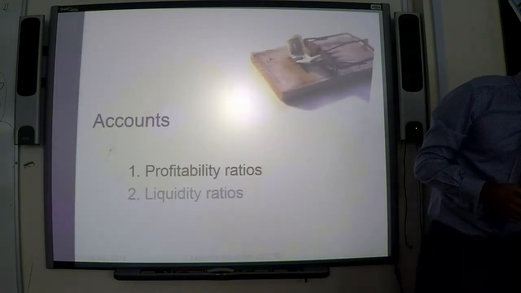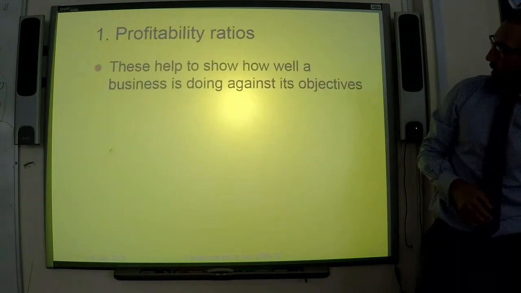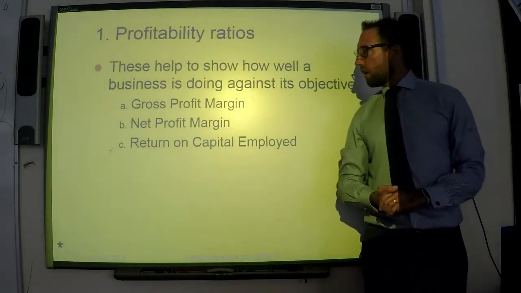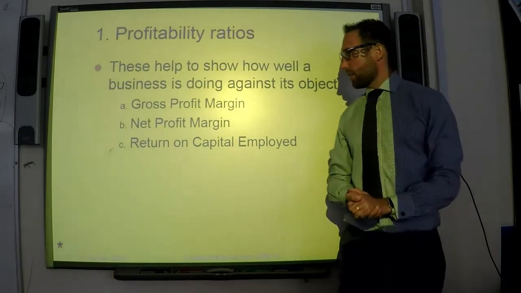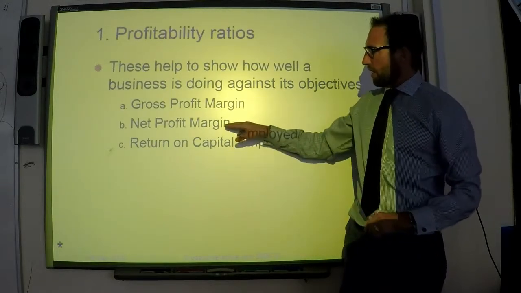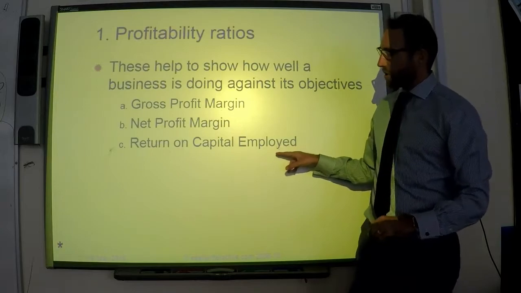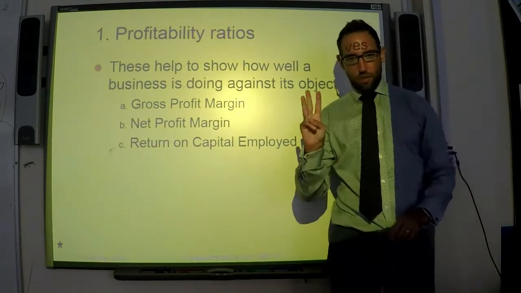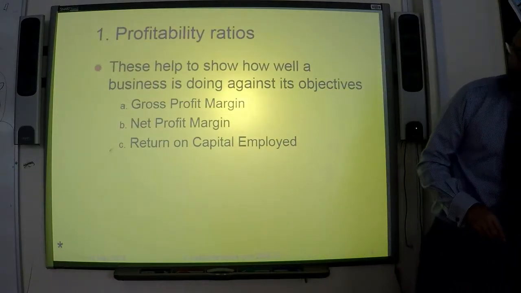we will be looking at the profitability ratios, and there are three of these margins that we are going to look at. We're going to look at the gross profit margin, net profit margin, and ROCE, which stands for return on capital employed. So there's three that you need to know, and these are three formulas.